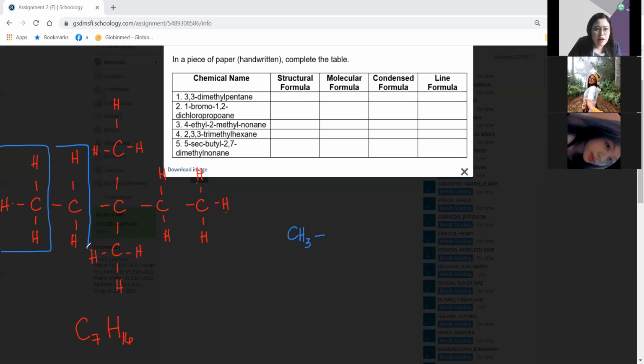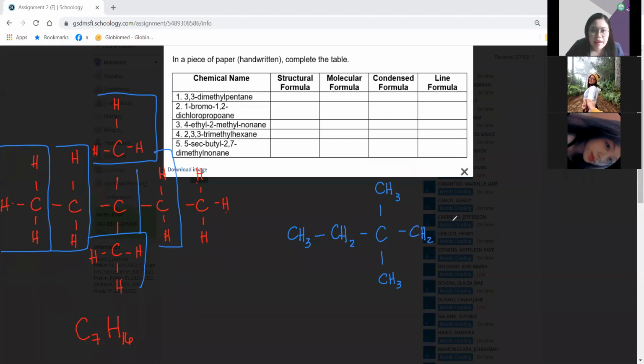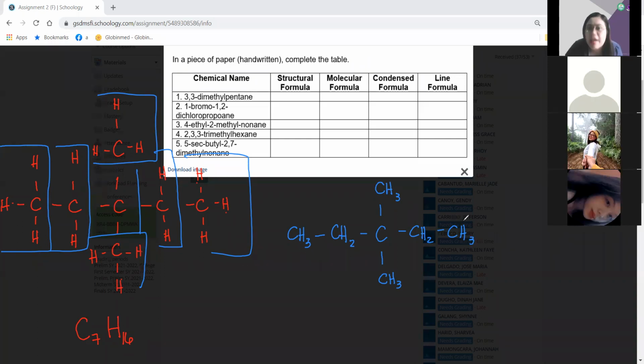And then another carbon here. So that is CH2. And then you have a carbon and the third one. Pero sa taas, meron siyang CH3. And then sa baba, merong another CH3. So we are done with this one also, and the one at the center. And then the next carbon, this one is CH2. And then lastly, we have here the CH3. Okay, so this is now the condensed formula of our 3,3-dimethylpentane.